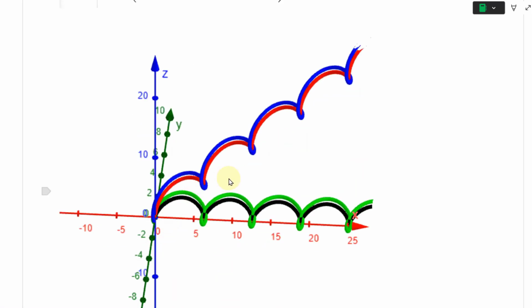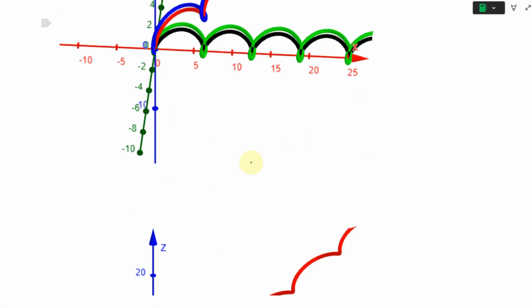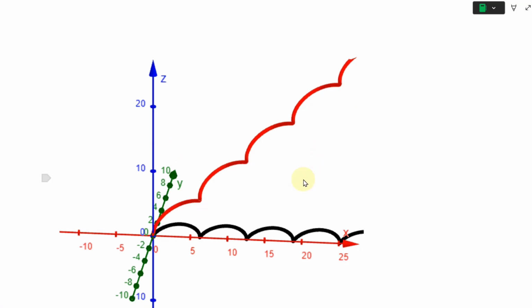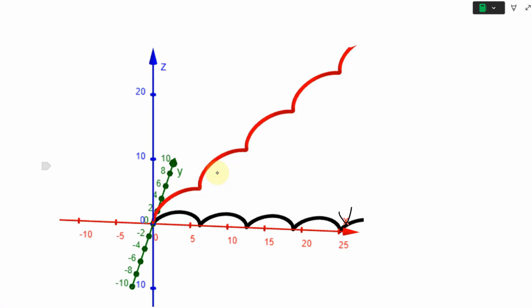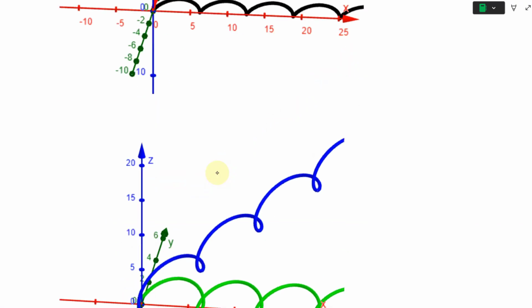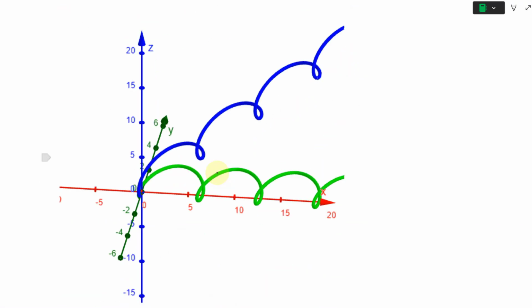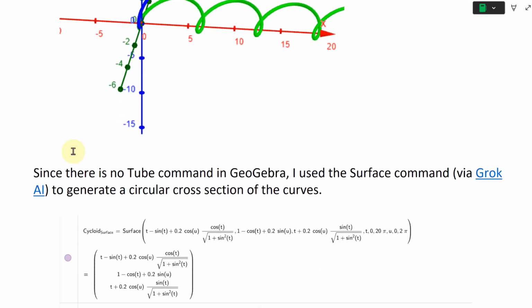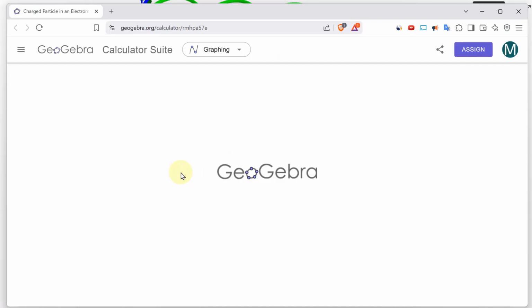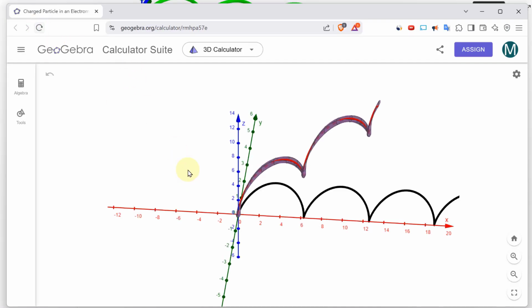I put them both together, and you can see it like that, and you can plot them out separately. There is the cycloid one. If you project it straight down, there's a cycloid shape. And the other one, if you project this one straight down, you get that trochoid setup there. Since there's no tube command, this also is interesting as well. It's still loading. Okay, there it is. See the algebra.